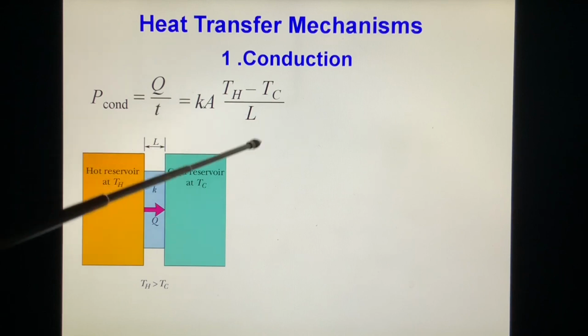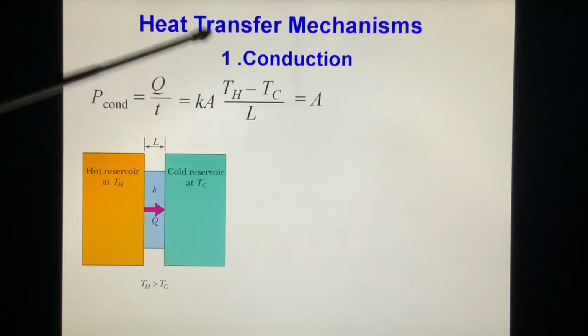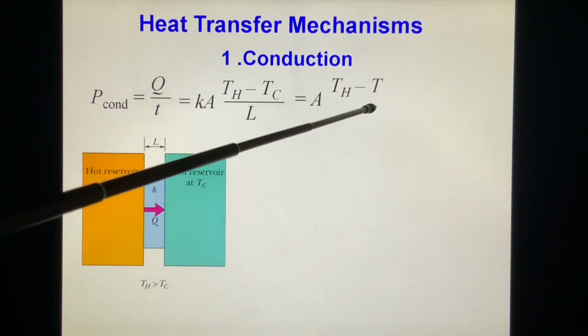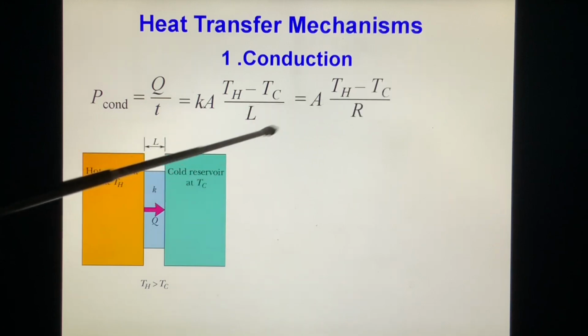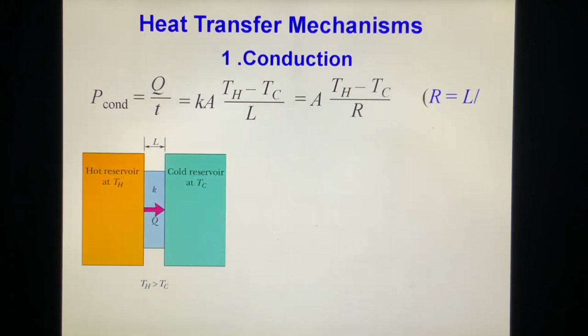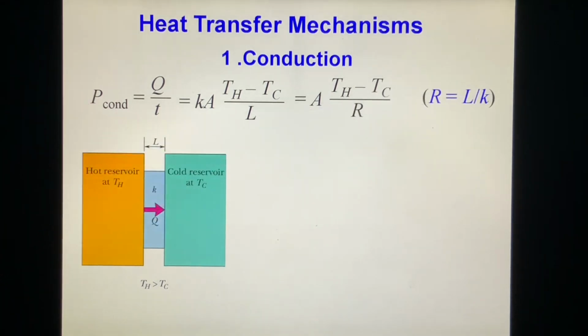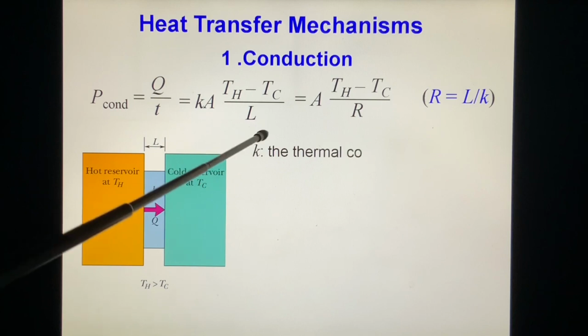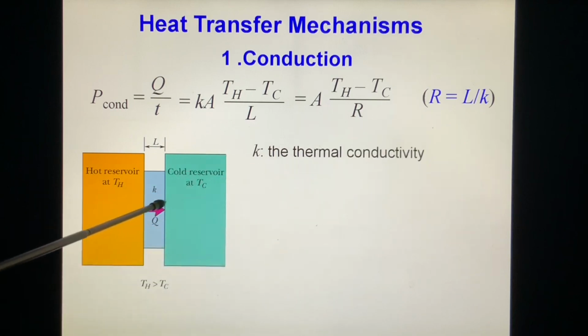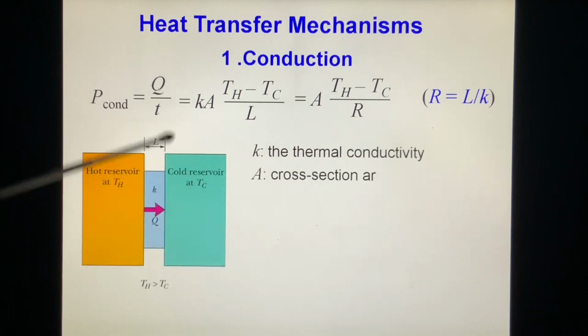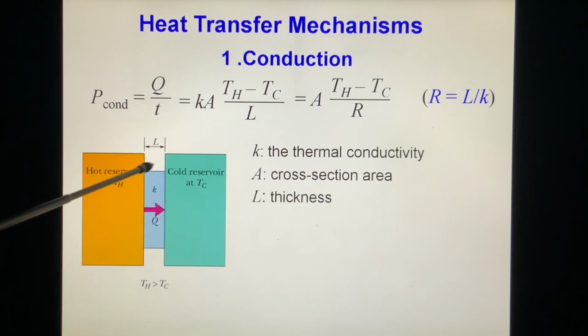We move K down. You can rewrite it as A times (TH minus TC) over R, where R equals L over K, which we call the thermal resistance. Here, K is the thermal conductivity of the material. A is the cross-section area. L is the thickness of the sample slab.